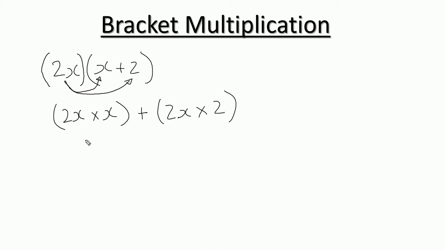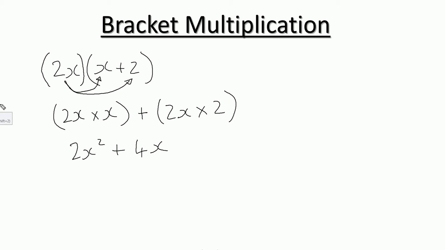And that's the general idea behind bracket multiplication. You have to multiply everything in one of the brackets by everything in the other bracket at least once. So now if we just simplify these expressions, we end up with 2x times x, which is 2x squared, plus 2x times 2, which is 4x.